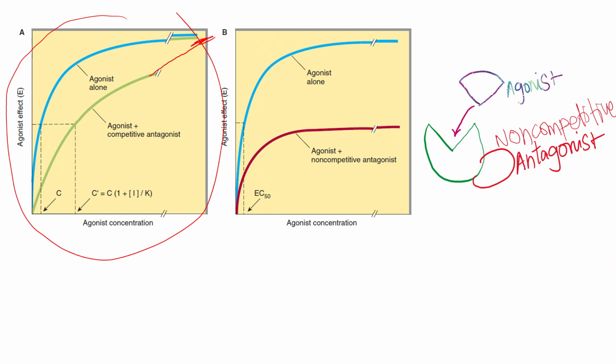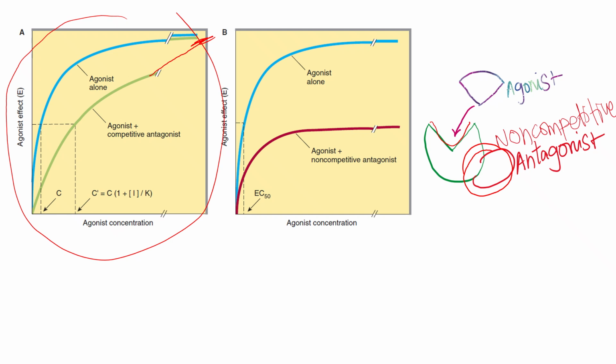Whereas in non-competitive antagonism, what happens? Because the non-competitive antagonist binds other than the active site. The agonist binds here at the catalytic site, and the non-competitive antagonist at the allosteric site. That is what this is.